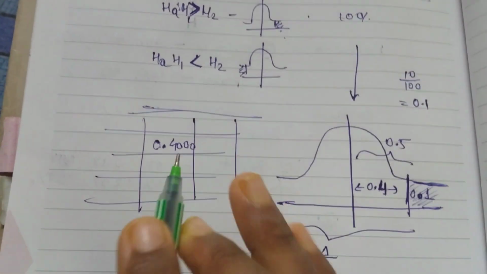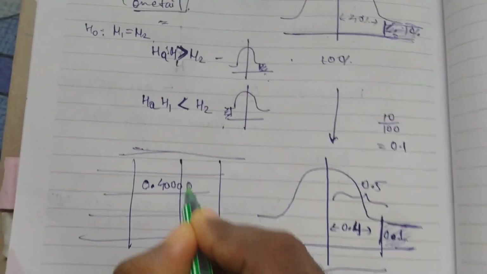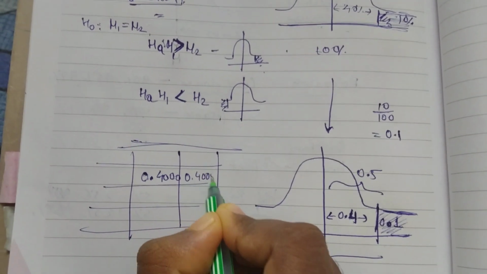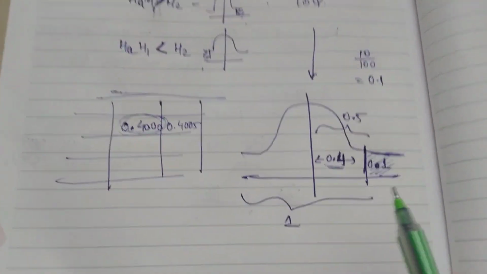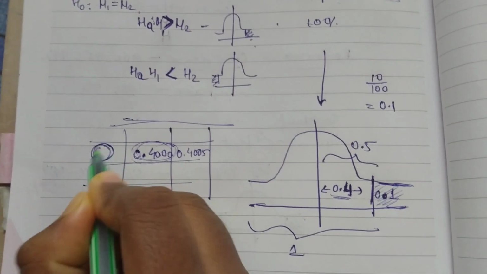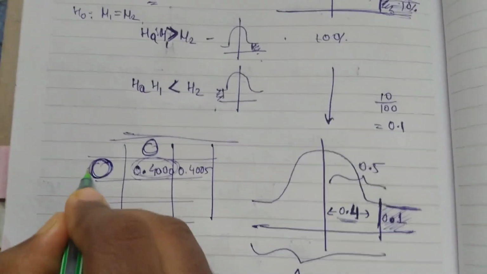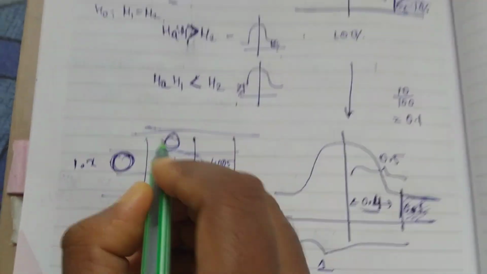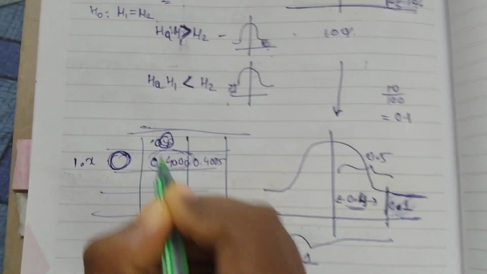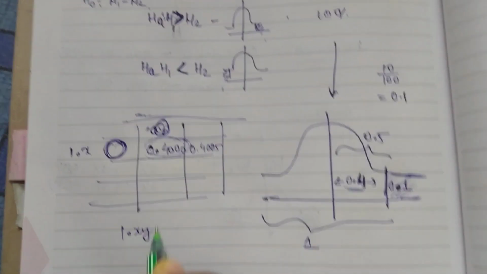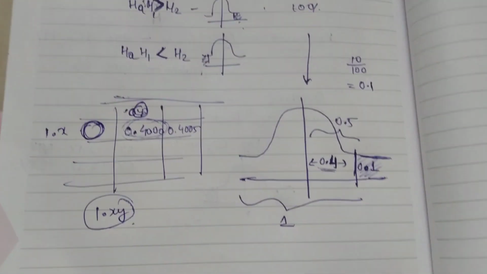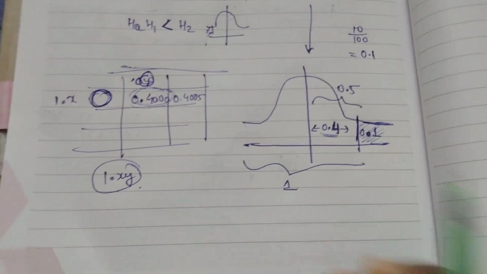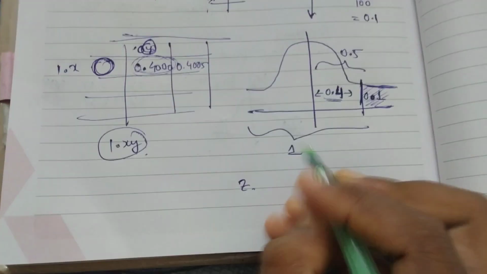So if 0.4000 is given, I don't know, I'm just giving an example, or 0.4005, which one will you take? This one you will take, because it is the exact same. Okay, so we will add this amount and this amount, which will be something like 1.xy. Okay, we will see. And after this we will write that z value is whatever we are getting from the table.